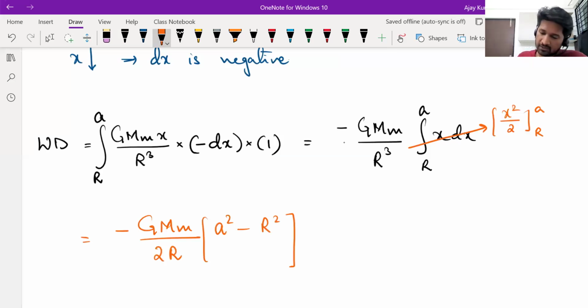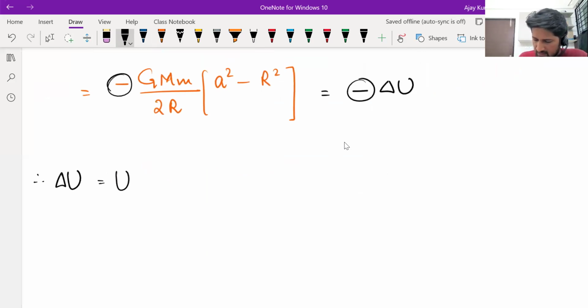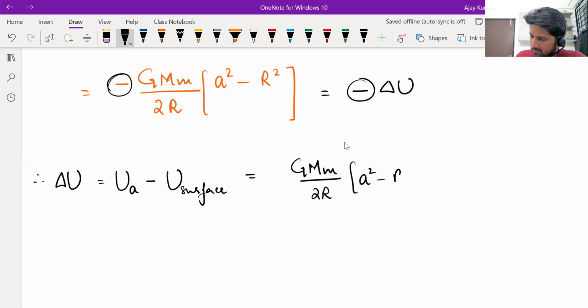And we know work done by gravitational force will be negative of change in potential energy. So you can remove this minus and take the rest of the equation as change in potential energy. Okay, we are getting somewhere. Therefore, delta U, that is potential energy at a distance a, the final distance was a, minus potential energy at the initial distance, initial distance it was on the surface, is equal to GMm by 2r cube into a square minus r square.